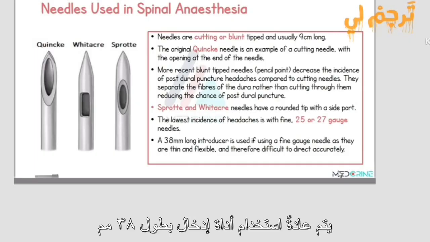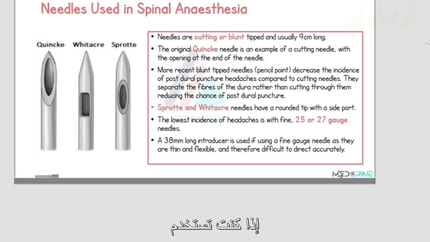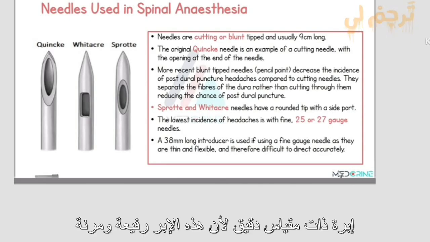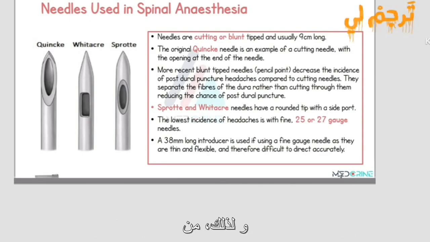A 38mm long introducer is usually used if you are using a fine gauge needle, as these needles are thin and flexible, and therefore difficult to direct accurately. These introducers are often needed for stability during insertion.